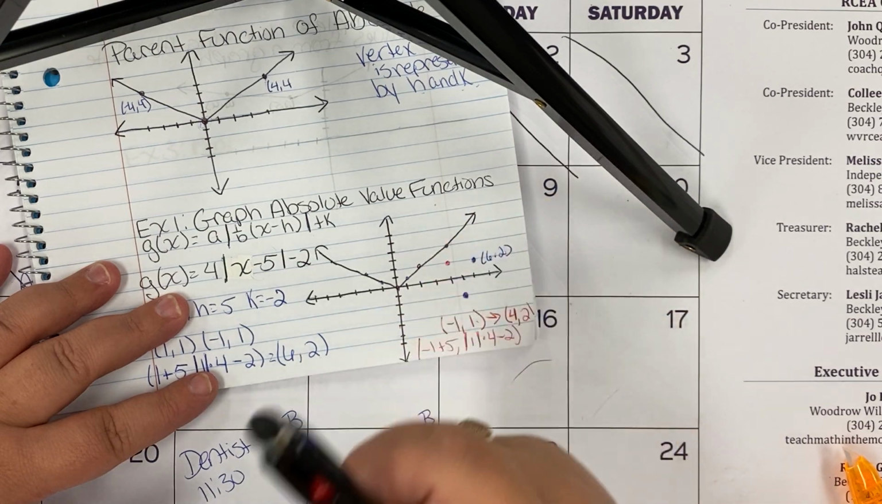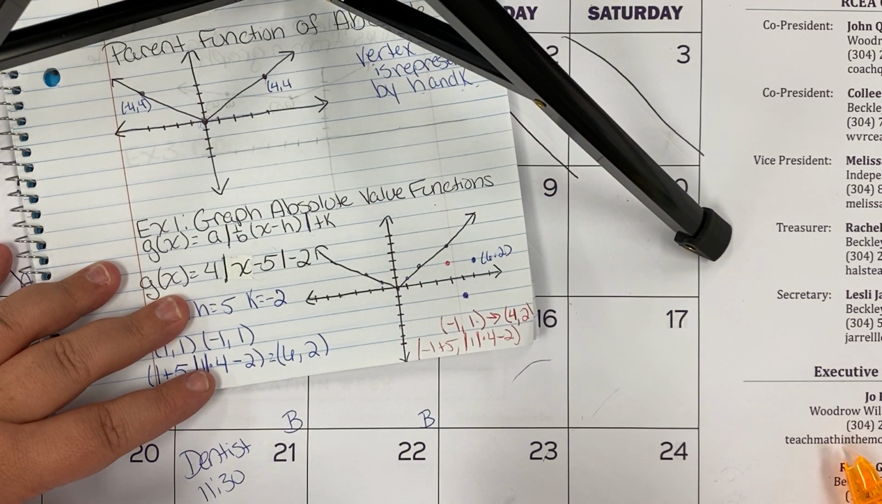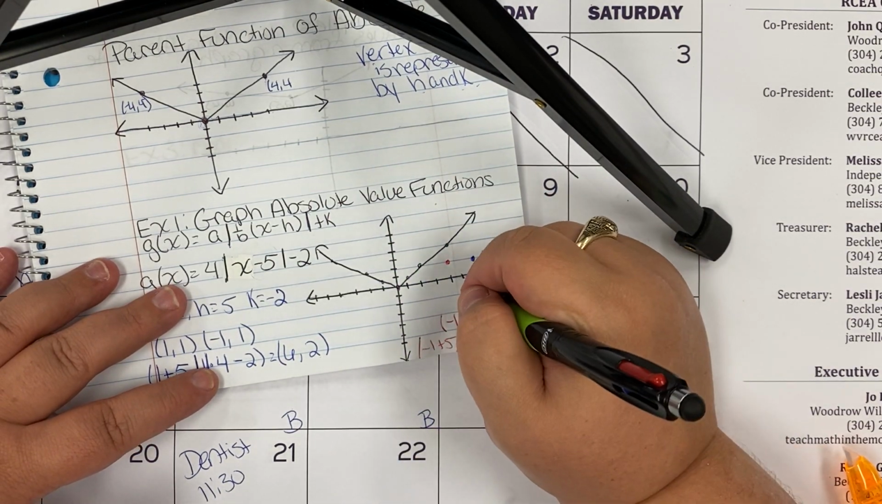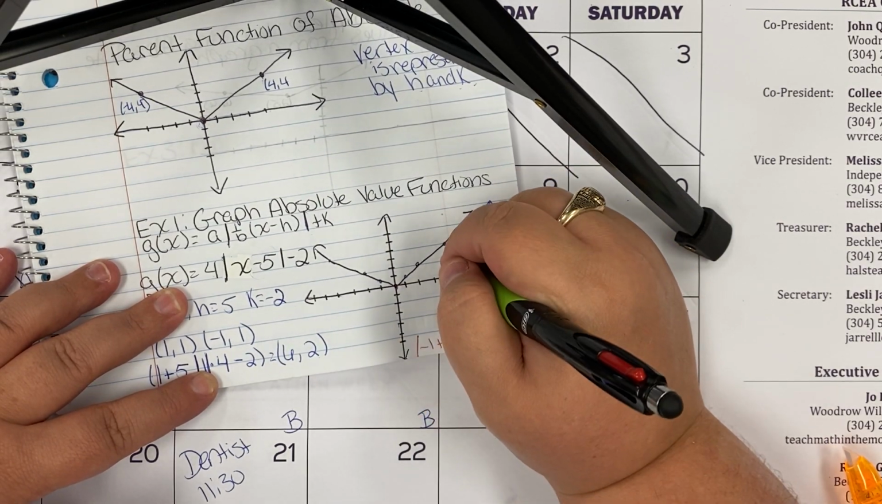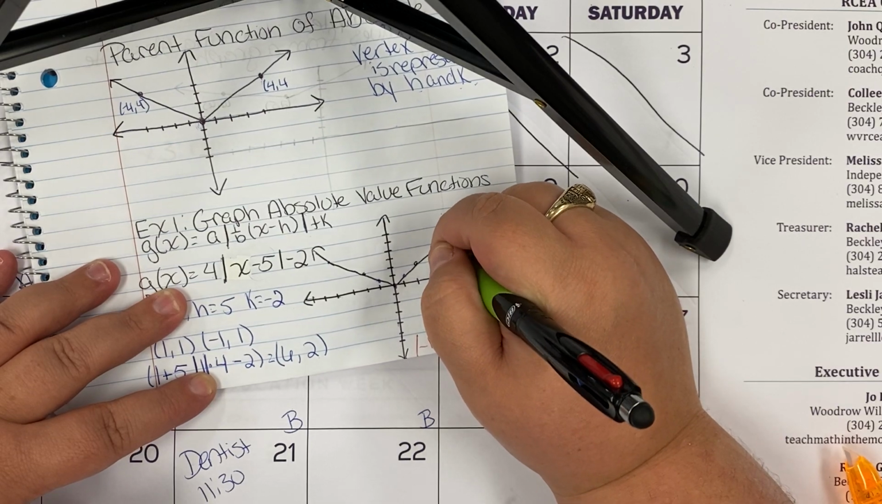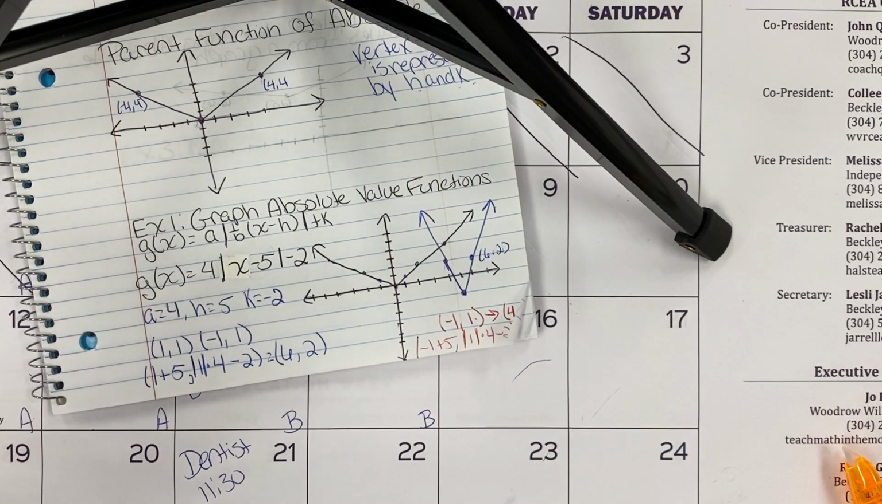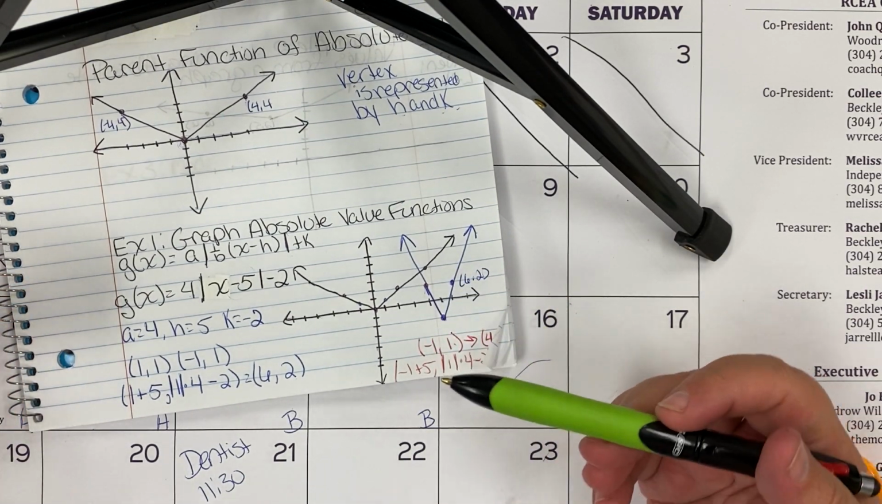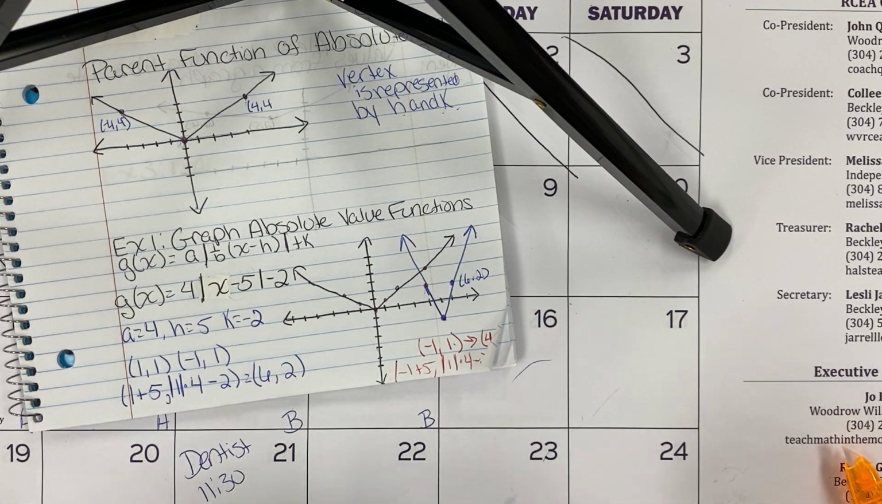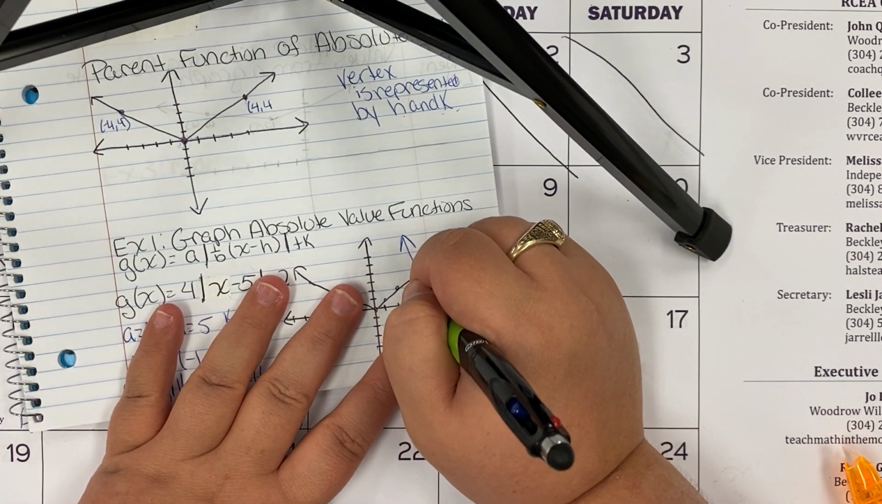So then your new graph for this equation is going to look like this. It was stretched vertically, so it became skinnier, and it has moved locations, and this point is 4, 2.